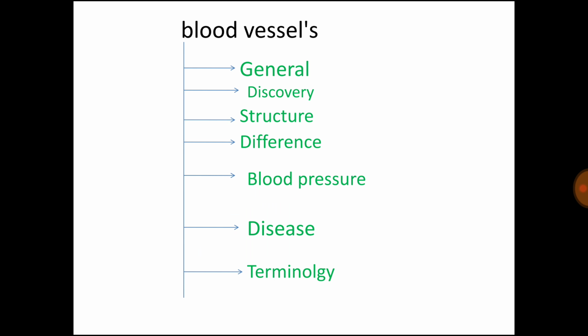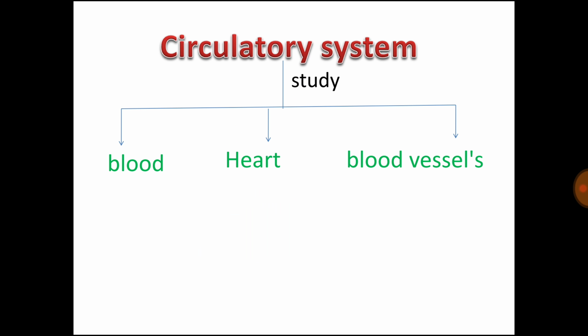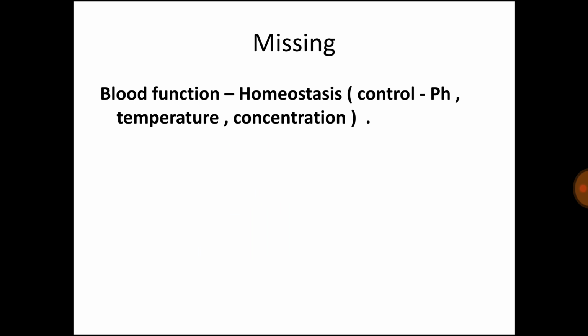And this is all about the terminology, this is all about the blood vessel, the blood, heart and blood vessels, and this is all about the circulatory system. One thing I'm missing is the blood function. Homeostasis is the function, that means blood controls pH, temperature, and concentration in our body. In one word, blood does homeostasis.